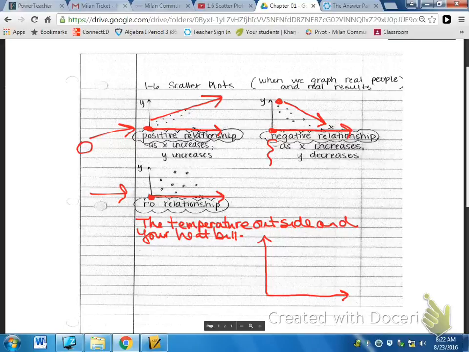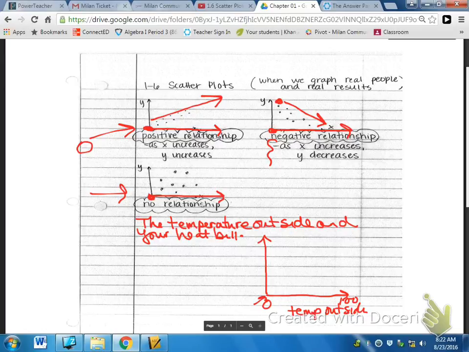All right, so let's do what we said. The first thing that's listed is the temperature outside. So that's going to be your x-axis, the temperature outside. And remember this corner, what does that corner start as right here? 0. So let's say 0 to 100.